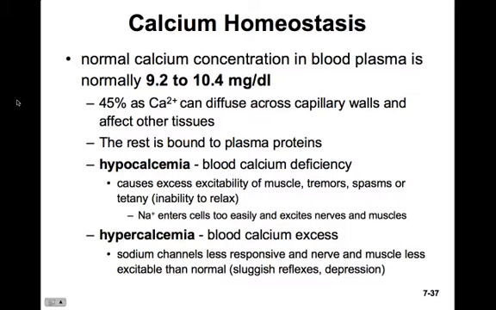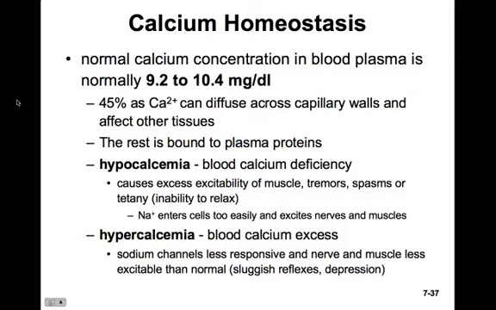If we have not enough calcium in the blood, it's called hypocalcemia. This causes excitability of muscles, tremors, spasms, or the inability for muscles to relax. When we investigate the function of muscle contraction, we'll see where that comes into play. It causes sodium to enter the cells too easily and excites the nerves and muscles.